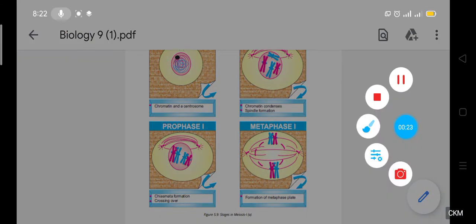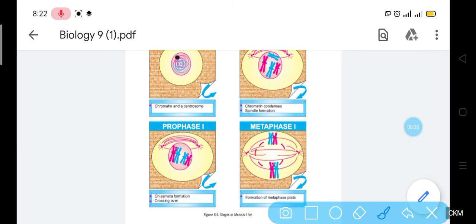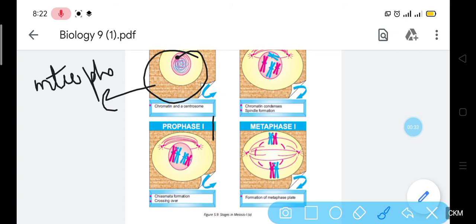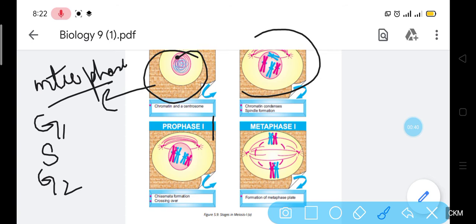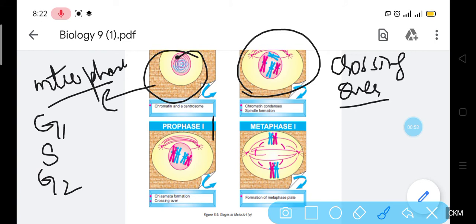Okay, students, in meiosis 1, we have learned that the interphase happens, and this interphase is totally similar to the interphase of mitosis. That is, in the interphase there is the G1 phase, then the S phase, and the G2 phase. After that, the prophase happens. Now, what basically happens in the prophase? The most important event is known as crossing over, if you remember that we have learned in detail. So in prophase 1, the crossing over takes place.